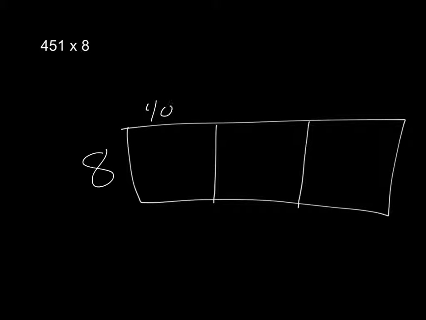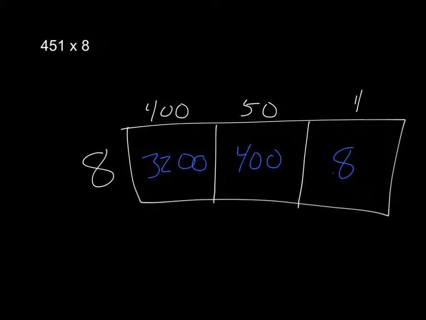I have 400, so I'm going to have 400. I have 5 tens, so I'm going to have 50. And I have 1 one, and so I will have 1. Then I can do 8 times 400, which 4 times 8 is 32, giving me 3,200. I can do 8 times 50. 8 times 5 is 40, so I have 40 tens, which is 400. And 8 times 1, which is 8. Then I can add all of those together where I have a final product of 3,608. Remember, 3,608, not 3.608, because that would be suggesting a decimal.